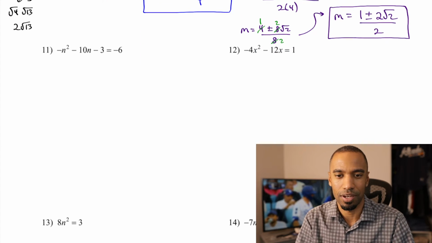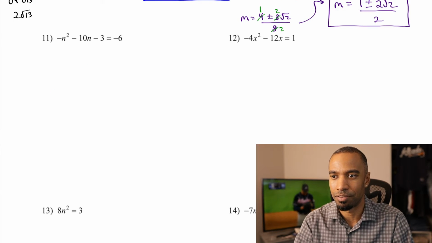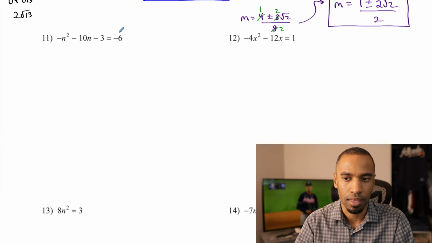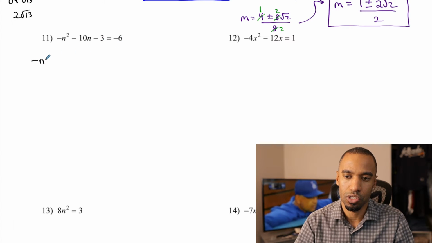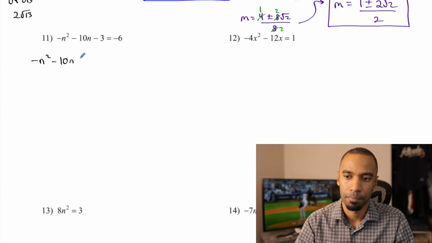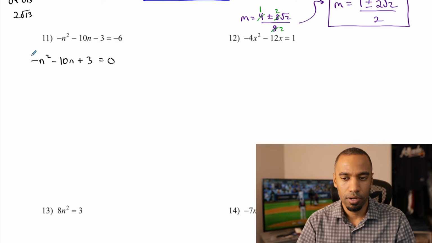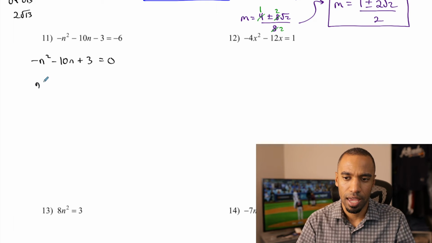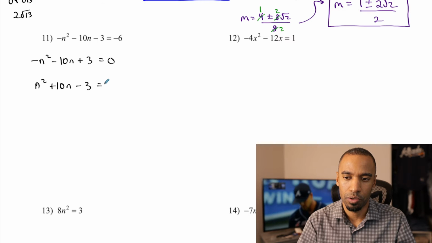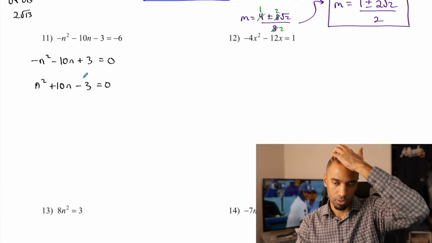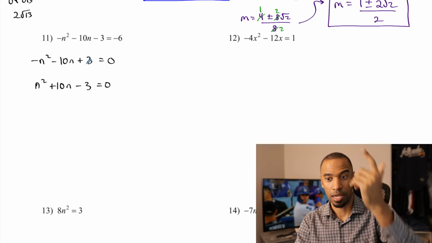Looks like 3 of the final 4 have negatives. Just me reinforcing once again that you should work with those negatives when you can. So I'll go ahead and add the 6 over to start with. Plus 6, there's that. And then I'm going to divide everything by negative 1, change all the signs. I'll get n squared plus 10n minus 3 equals 0. Definitely not factorable. No two numbers multiply to make negative 3 and add to make 10.